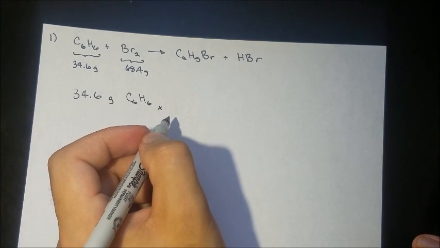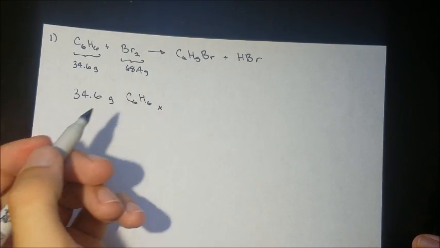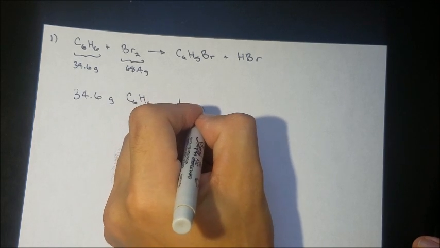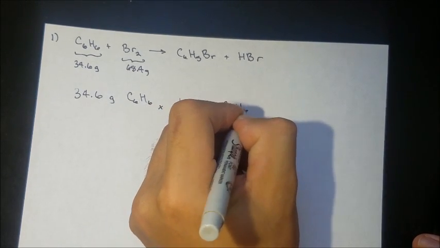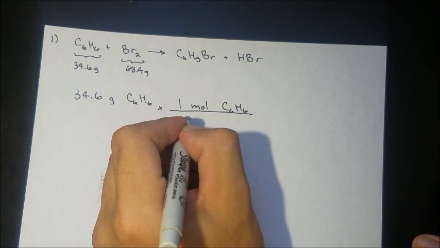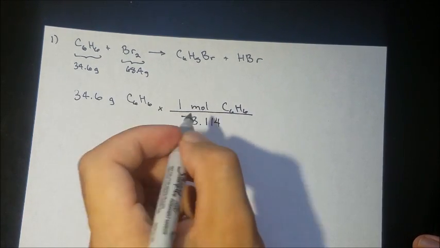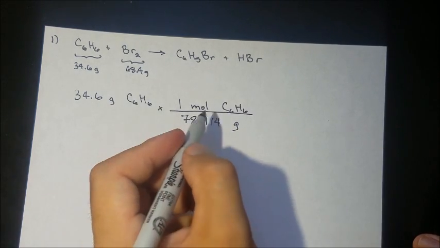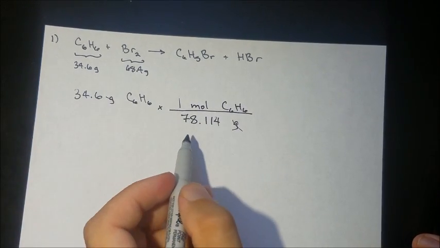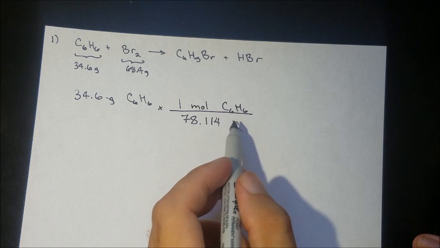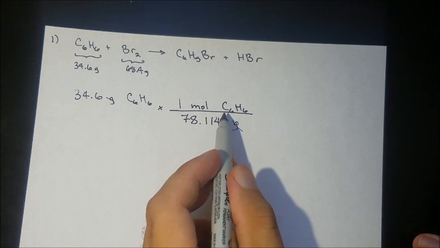And I need to convert this into moles. So I'm going to go to the periodic table and say for every 1 mole of benzene, I have, so there, a mole of benzene weighs 78.114 grams. So grams cancel, and now I have moles of benzene.